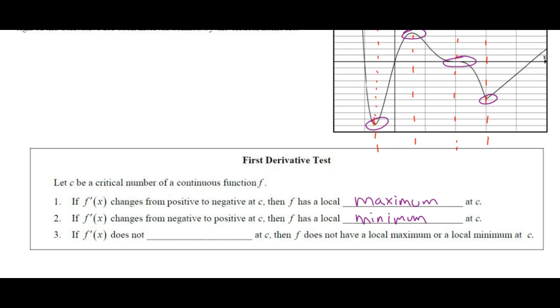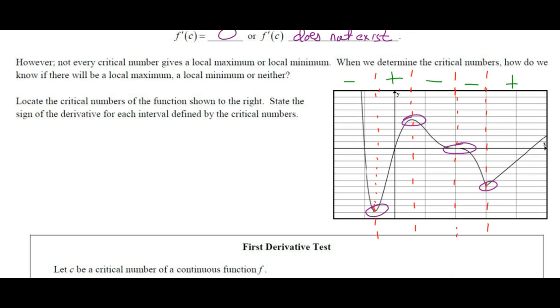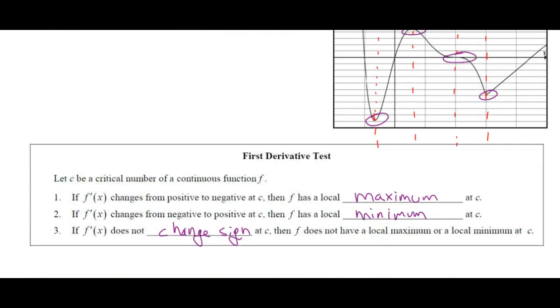If f prime of x does not change sign at C, then f does not have a local max or min. So, yeah, it does not change, right? So it stays the same if it's just positive on both sides or negative on both sides. So it does not change sign. A POI. Yeah, so here we have a point of inflection, right? Because with negative slope, it's still a negative slope.